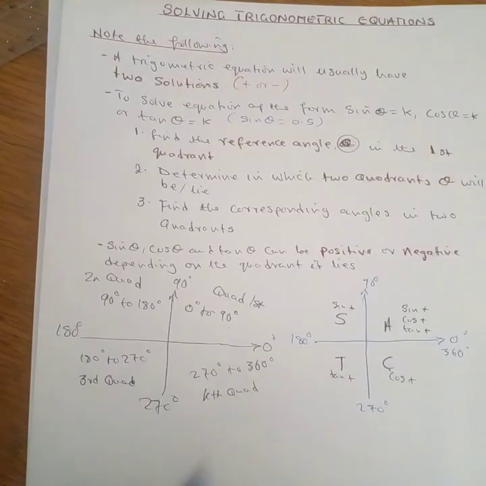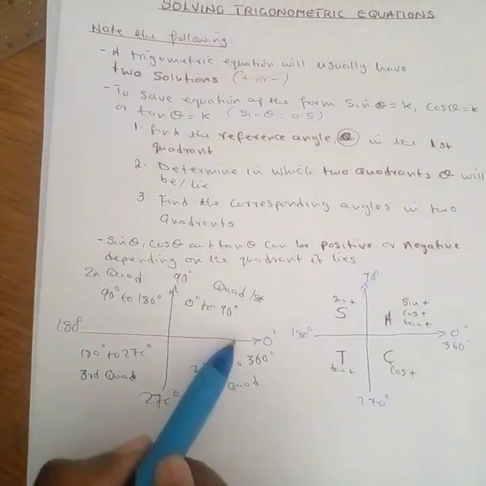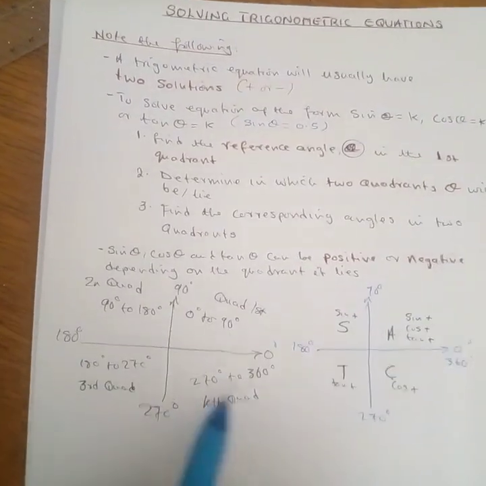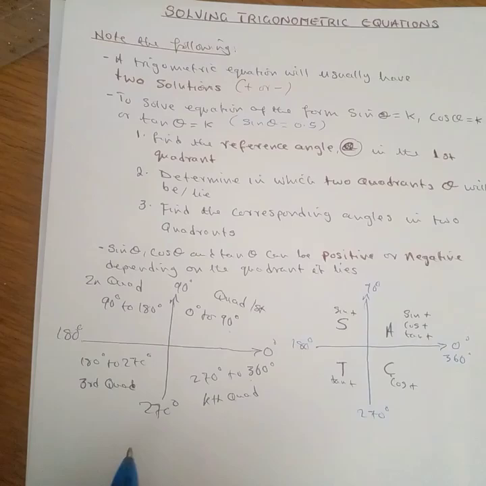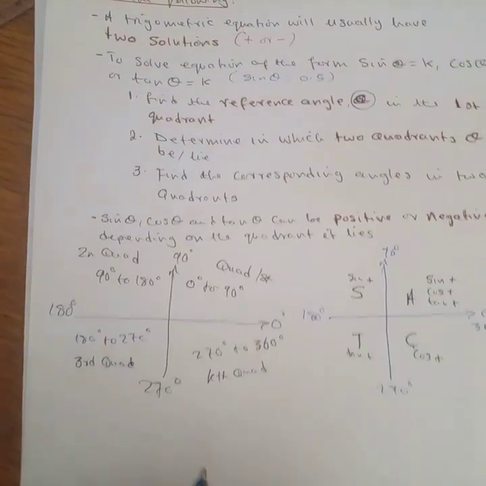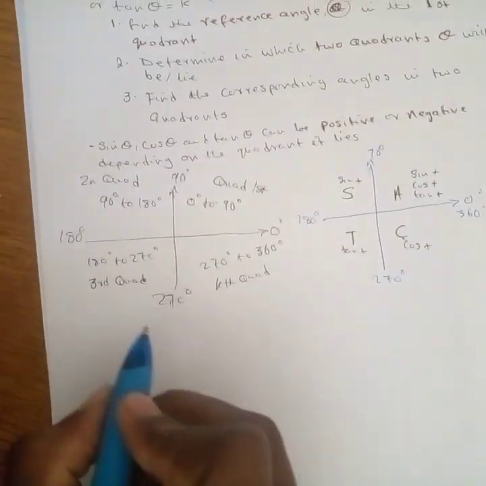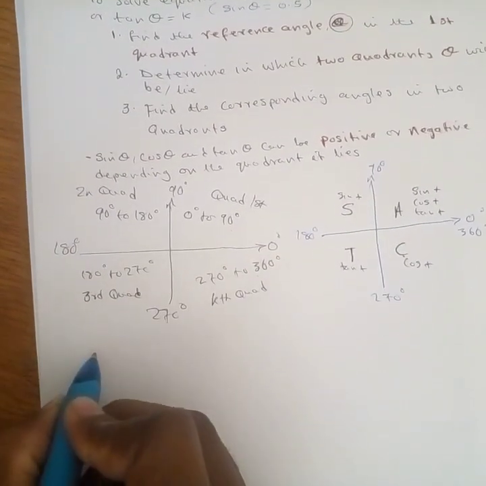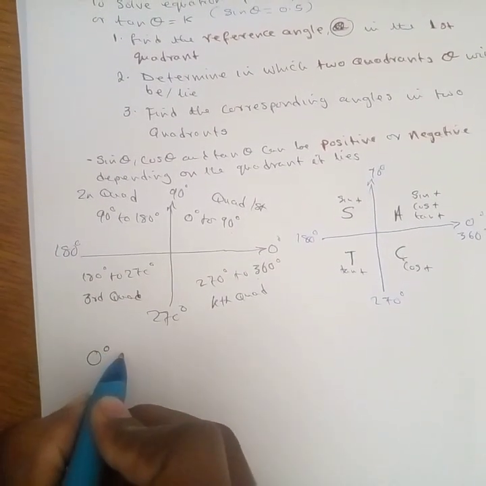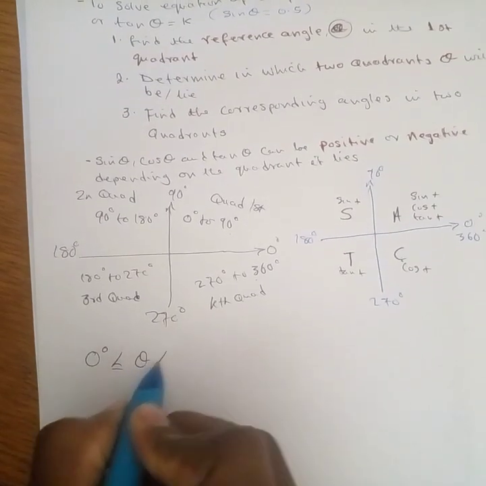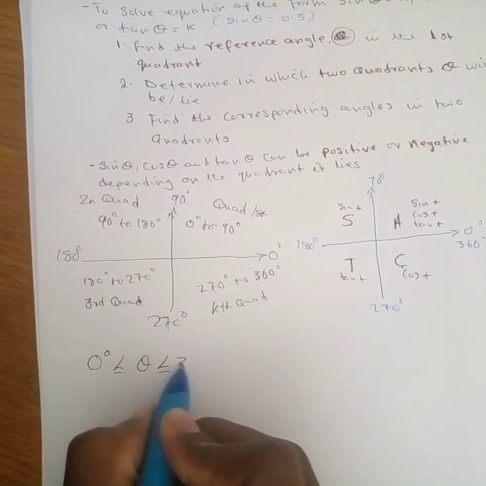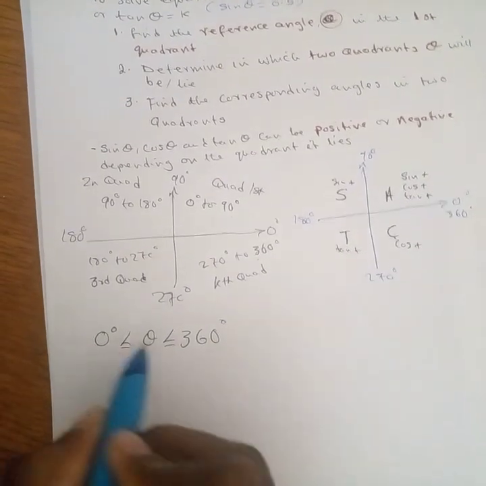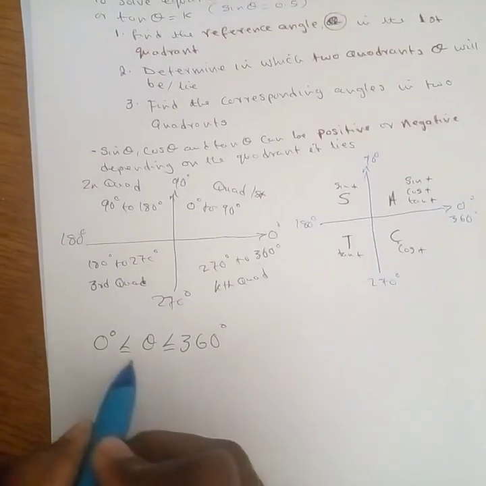Okay. So sometimes the period, meaning one cycle, is actually 360. They may give you a question saying, find the equation when you are given a period of 0 degrees less or equal to theta less or equal to 360 degrees. So this simply means that this is the whole circle.